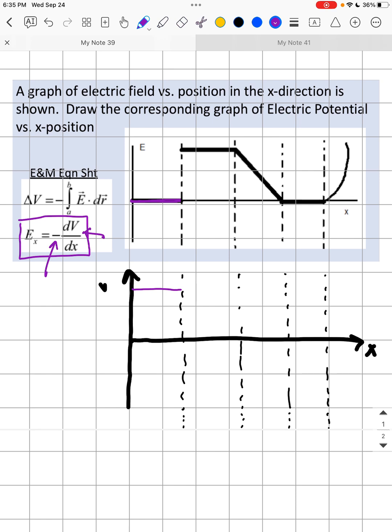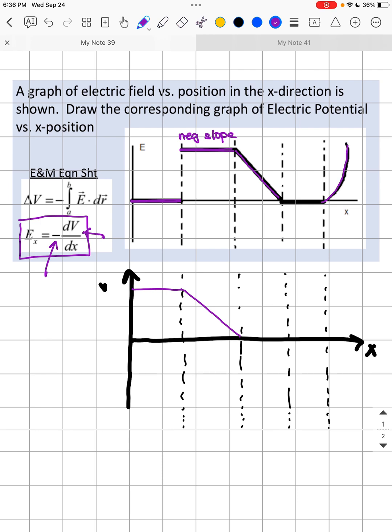In this scenario, I've got a constant positive electric field. A positive electric field means a negative slope. And the slope is constant, so it just slowly decreases in a nice linear fashion. When we get into these sections where I've got a changing slope, this one's going down and this one is increasing, those are a little bit harder.